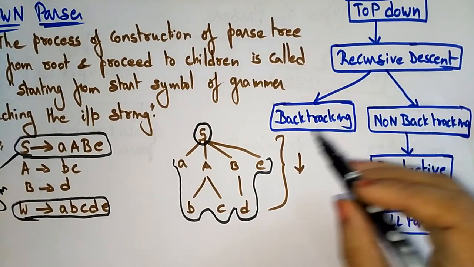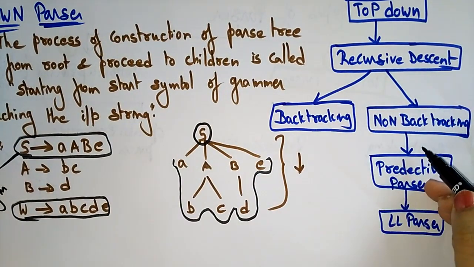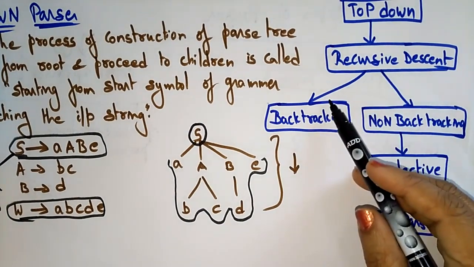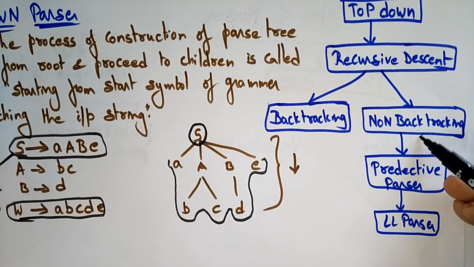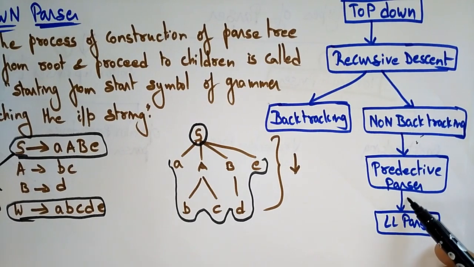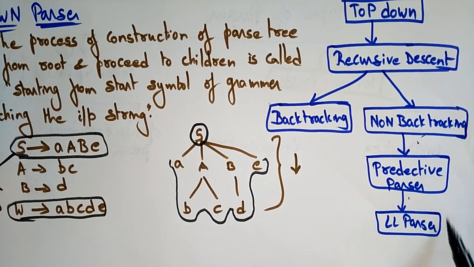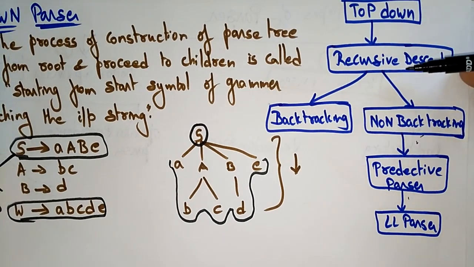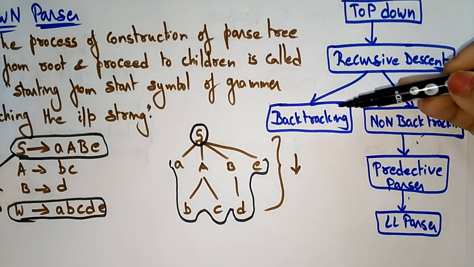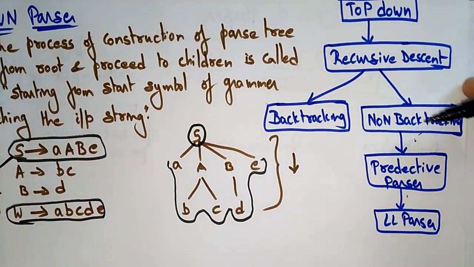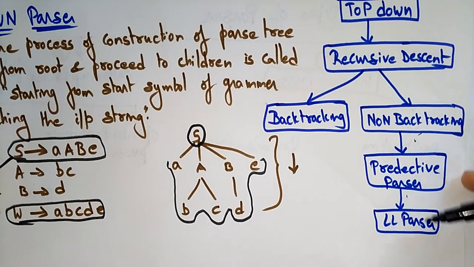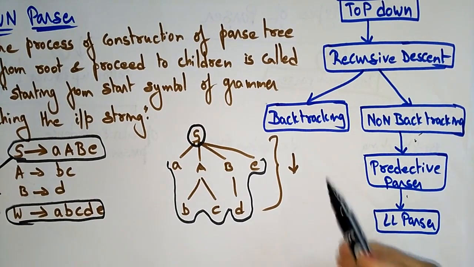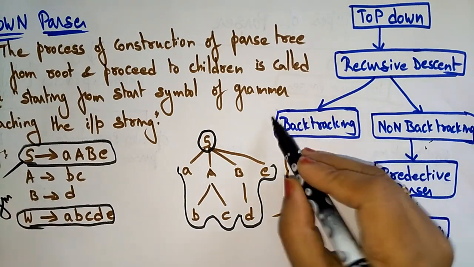The recursive descent may follow backtracking or non-backtracking. Non-backtracking comes under the predictive parser, and the predictive parser is an example of the LL parser. With the help of the LL parser, you are going to solve the predictive parser. So top down is a recursive descent, which is of two types, backtracking and non-backtracking. In this video, I just want to explain what backtracking is.